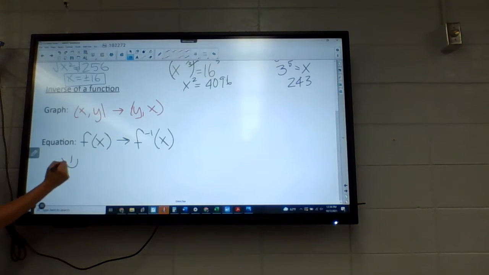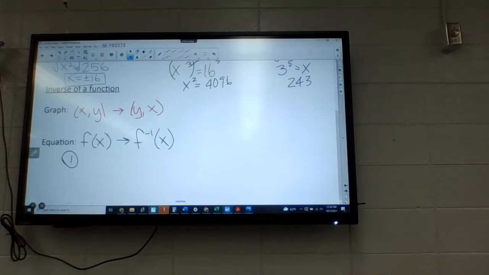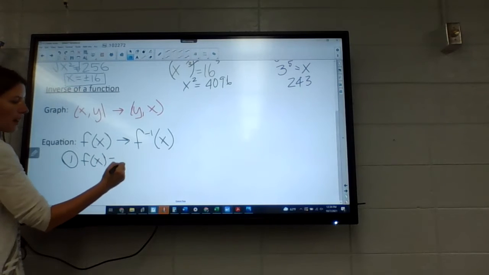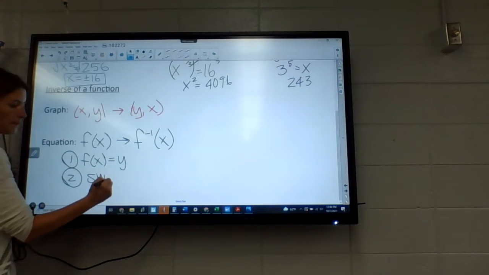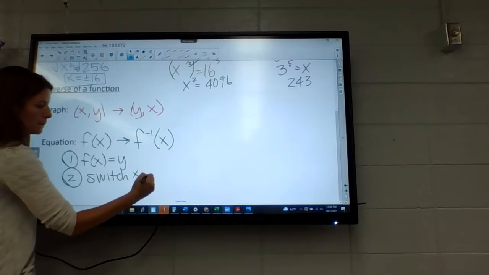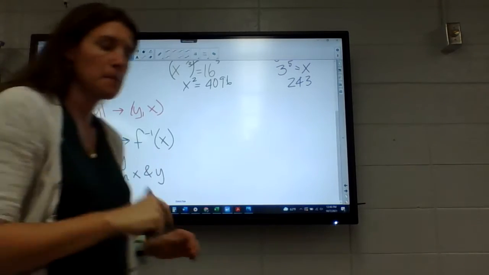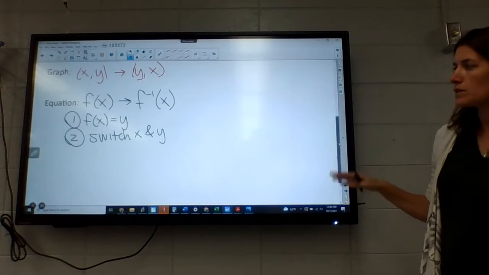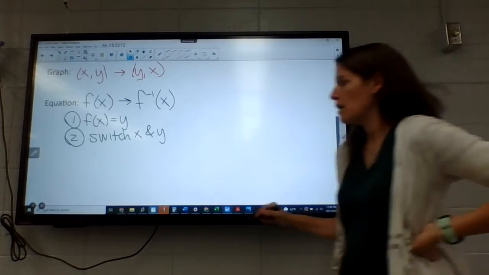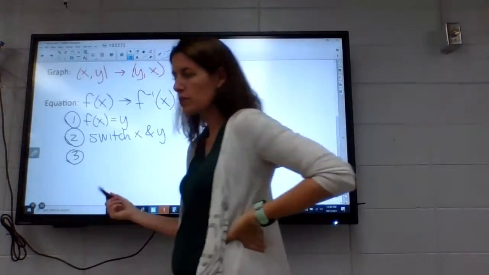So I'll give you guys some steps. It's not very many. If there's an f of x, we're going to put a y in, or a g of x, you're going to put y there. So just understanding that f of x is just y. When I go to find the inverse, I'm going to switch where the x and y are, kind of like we did in the graph. So wherever x was, we're going to put y. The next step is we're just going to solve for y.